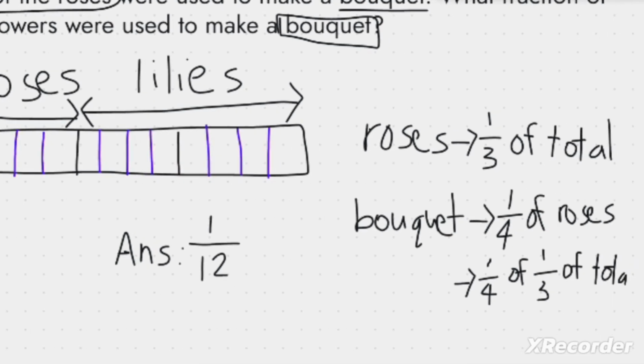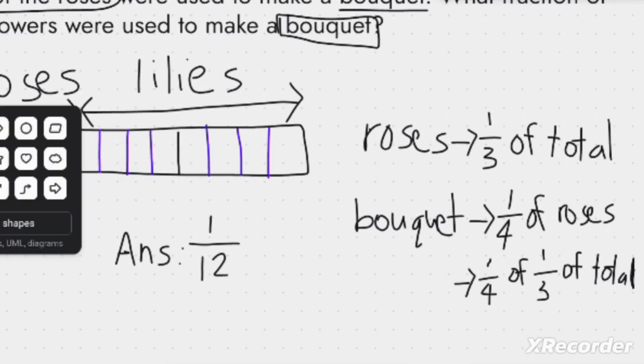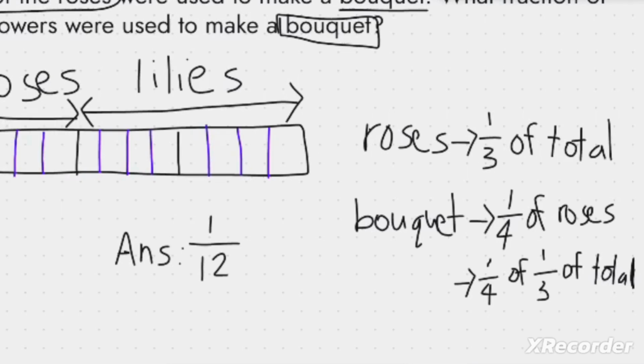I learned previously in primary 5 that when I see the word of, it means that I need to multiply. For example, if I say half of 6, it means I take half times 6. In this case, 1/4 of 1/3 of the total means that I'm taking 1/4 times 1/3. When I take 1/4 times 1/3, I get 1/12, which is the exact same answer I get if I were to use the model method.